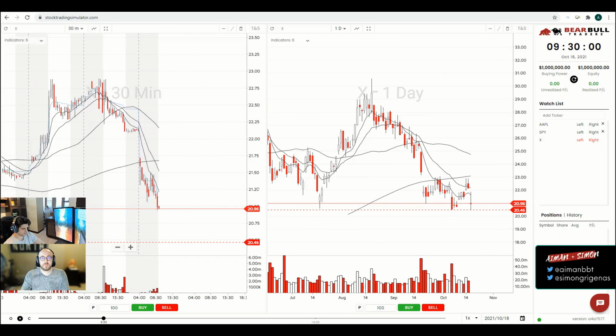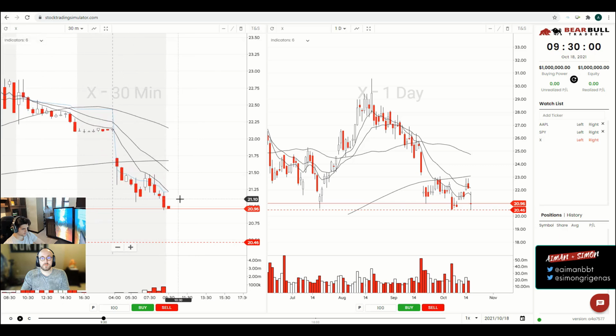And now that we have drawn our level, we know that we want to play the stock to the long side. All we have to do is wait for the price action to get closer to the level, see how it behaves around it, and then execute our position. Now, Simon, why don't you walk us through the execution on the smaller time frames?